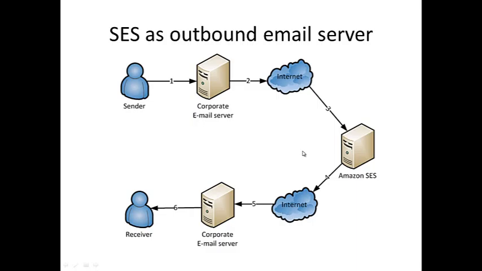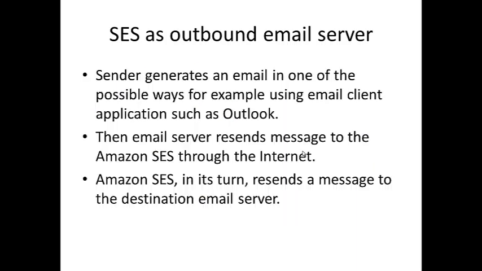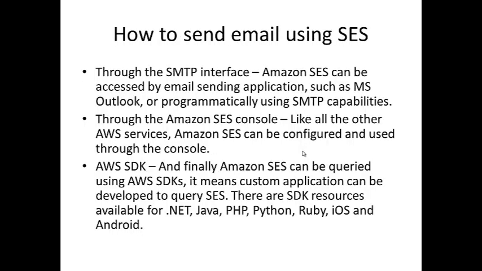Here is a simple representation of how we can use SES for outbound messages. The sender will send an email to Amazon SES through the internet. We can use a corporate email server for that and configure it to route all the messages through SES, or we can just query SES through the management console, a simple application, or the SMTP interface. Amazon SES will get and resend that message to the receiver's corporate email server. Yes, Amazon SES in its turn resends the message to the destination email server.